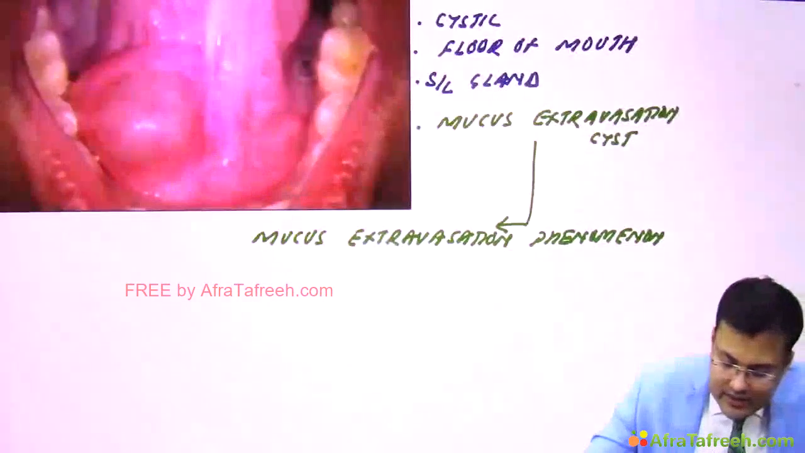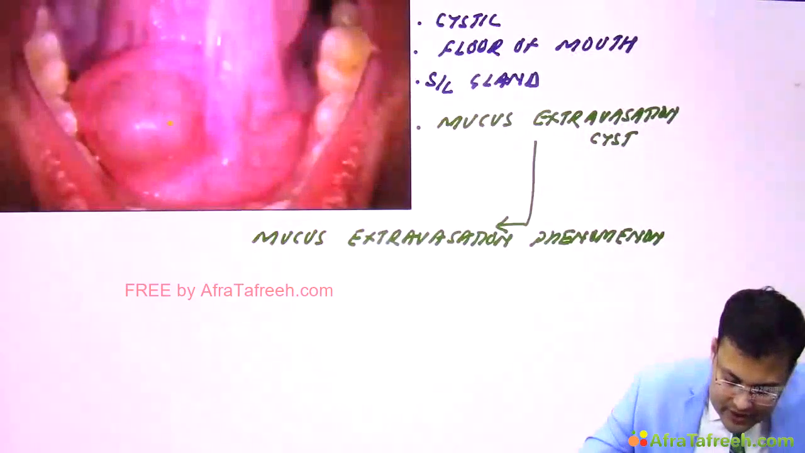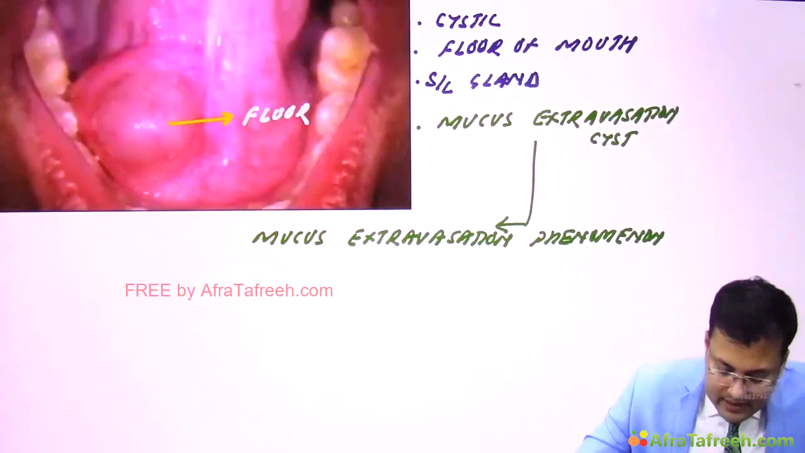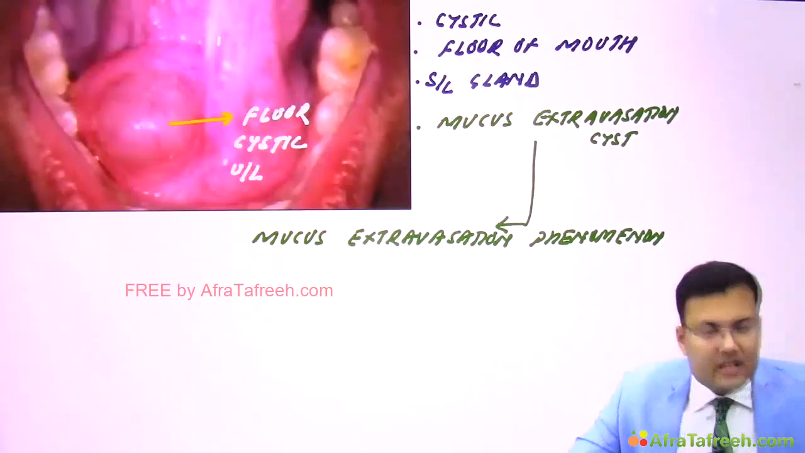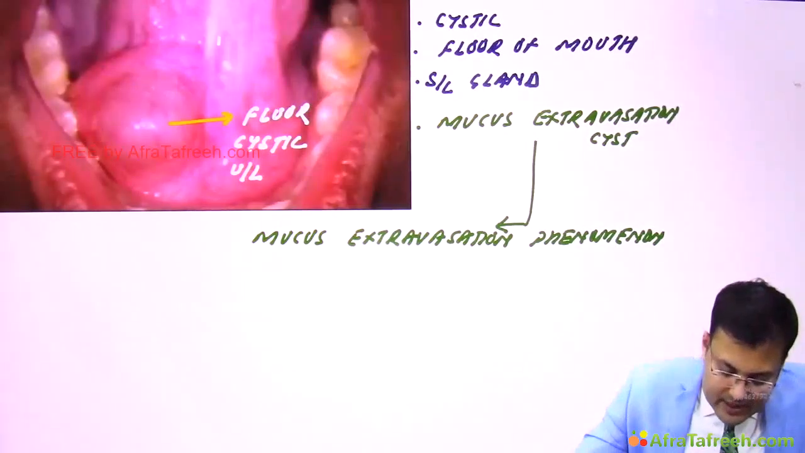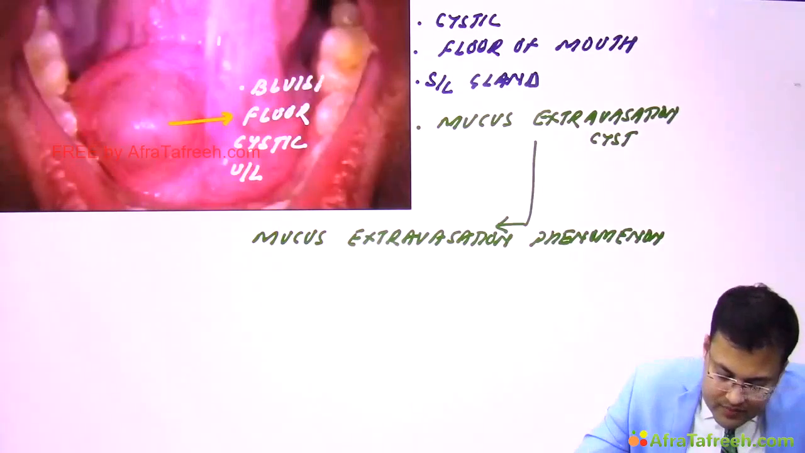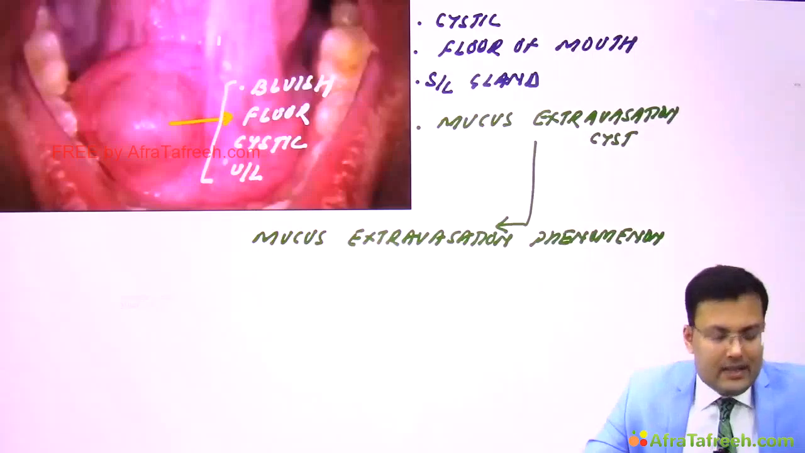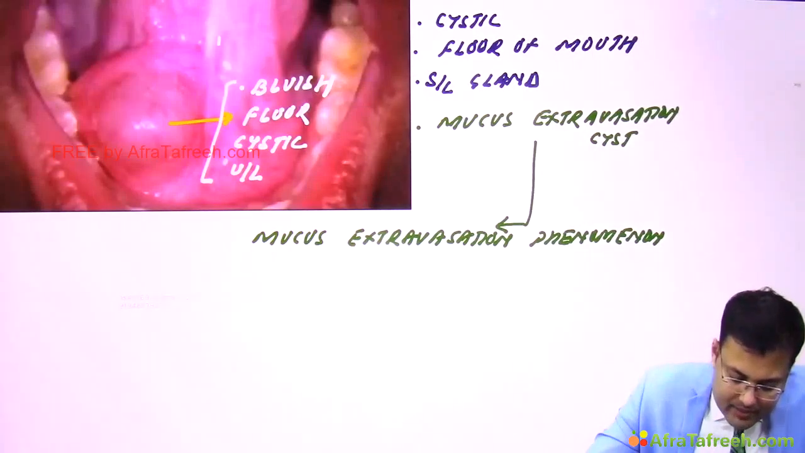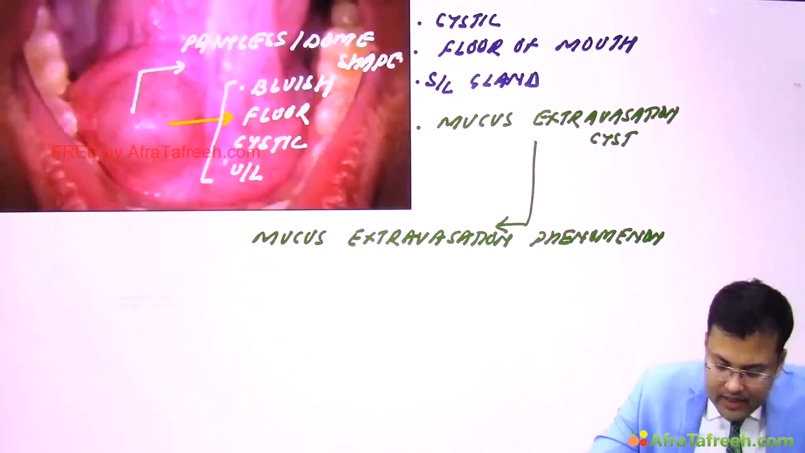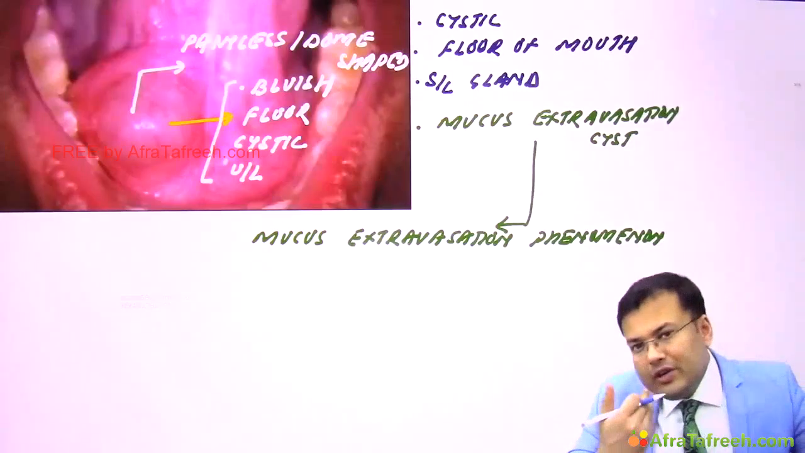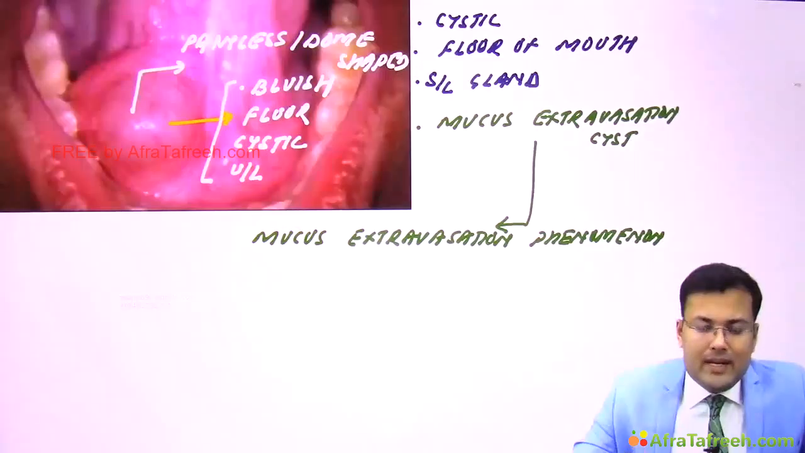Okay, so see the clinical features. Here we can see what's the location. So it's located in the floor of mouth. What kind of swelling? You can see it is cystic swelling, generally unilateral. And what kind of appearance? Frog's belly. So this is bluish. And is it painful or painless? So it is painless, and dome shaped. Clear? So located in the floor of mouth, unilateral, cystic, bluish, painless, dome shaped.